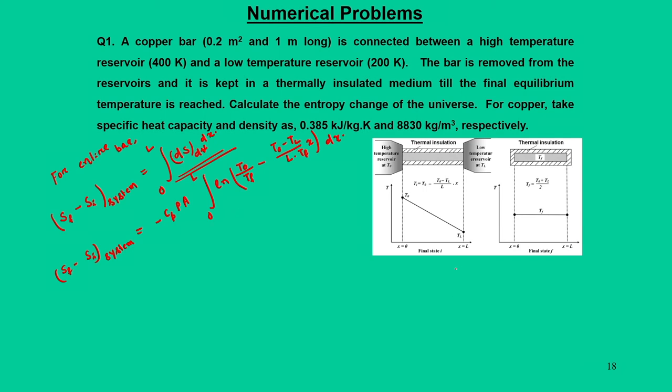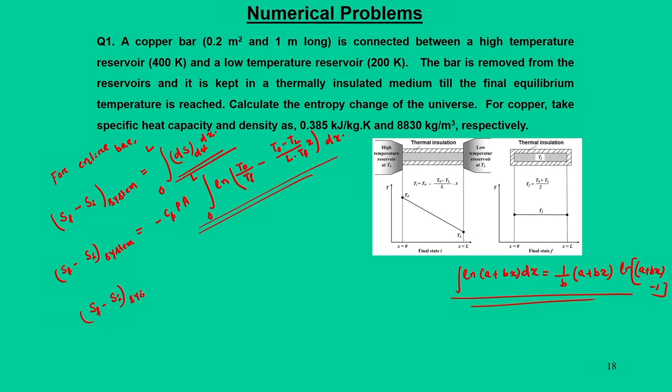So, if you recall, the integration of ln(A plus Bx) dx is equal to 1 by B (A plus Bx) (ln(A plus Bx) minus 1). By this formula, this can be integrated. So, ultimately Sf minus Si for the system, we can write as Cp rho A times 1 minus ln TL by Tf plus T0 by (T0 minus TL) divided by ln T0 minus TL into ln TL by T0.